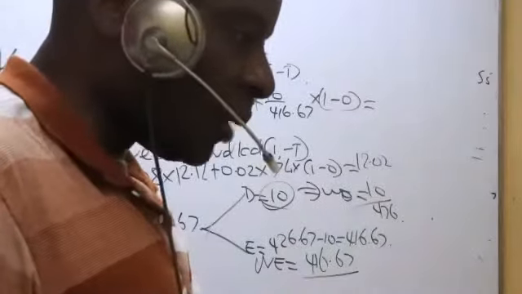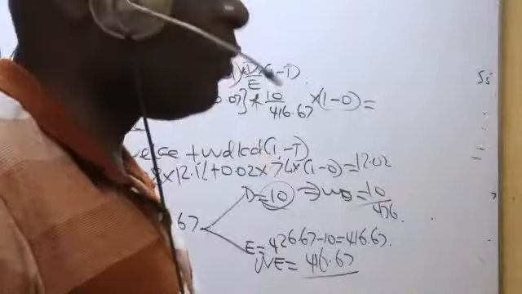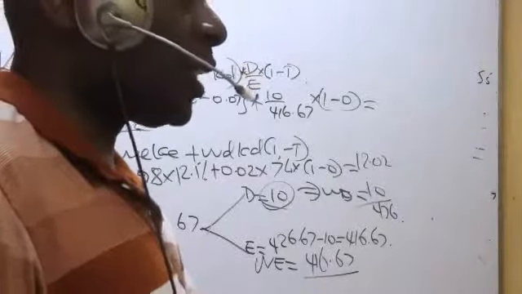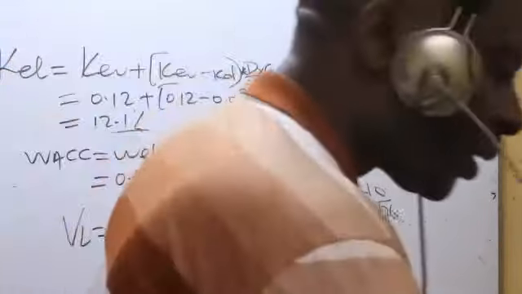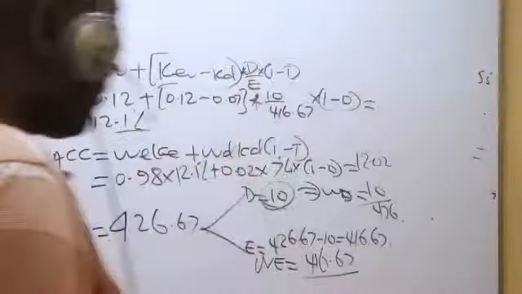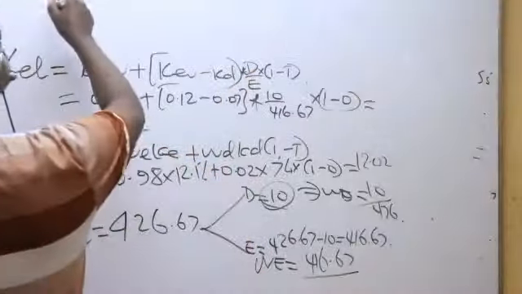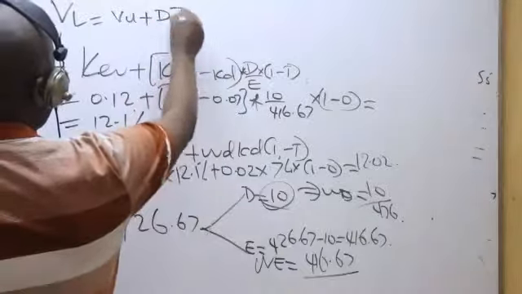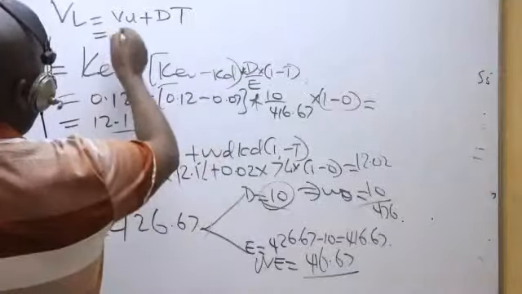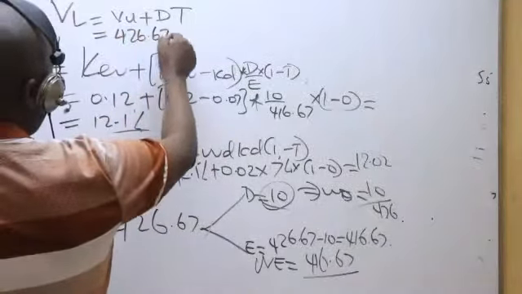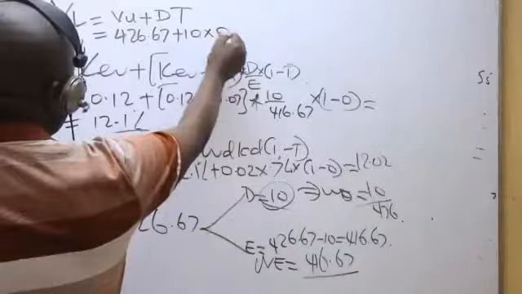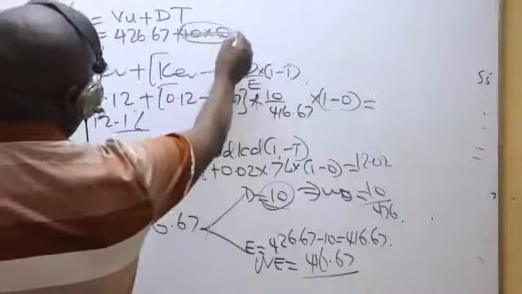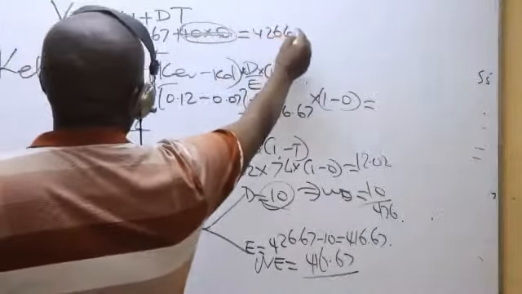Number 2, Roman, looks like VU plus VD. No, we have never seen that kind of a formula anywhere. We know, ladies and gentlemen, to get value of a levered firm, we take VU plus debt times tax. Value of unlevered here was 426.67. Debt is 10 and tax is 0, which kills this. You see 0 multiplied by a number, this number is dead. So that leaves us with 426.67.